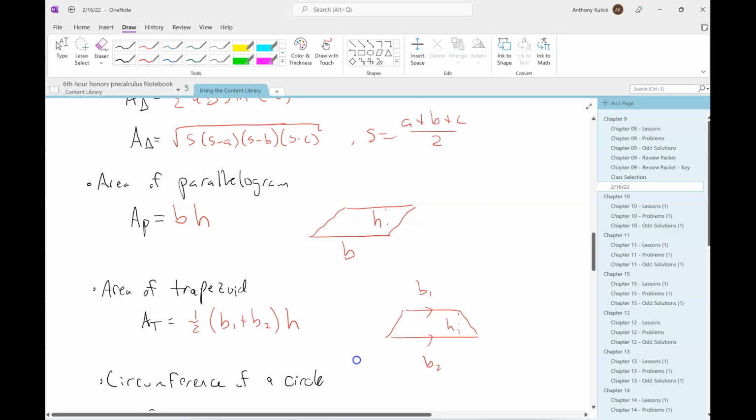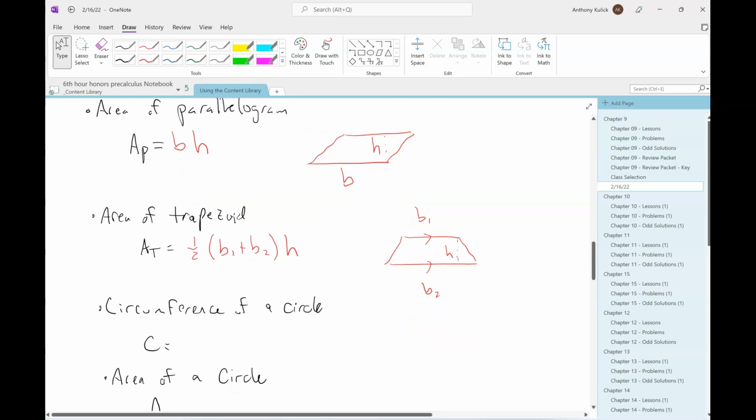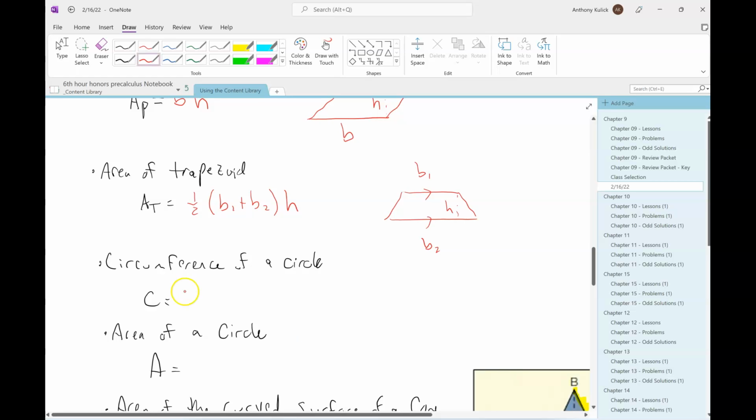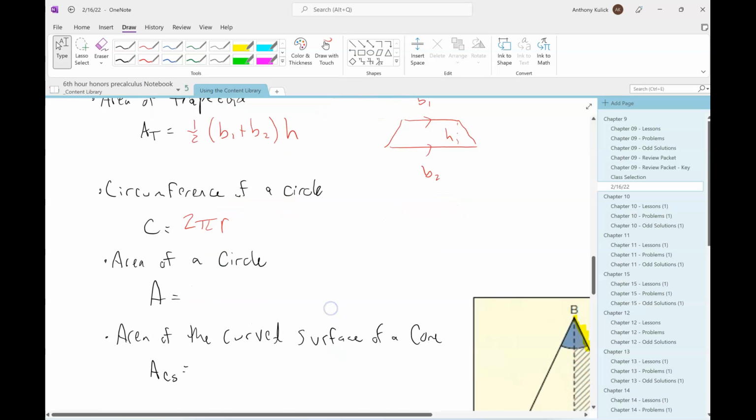Again, these are things that, do I expect you to have these all memorized and ready to go? No. Should you recognize it when you see it and be able to use it once you have the formula? Yeah. How about circumference of a circle? 2 pi r. Or you could call it pi d, where d is the diameter. That's fine too. Area of the circle. Pi r squared.